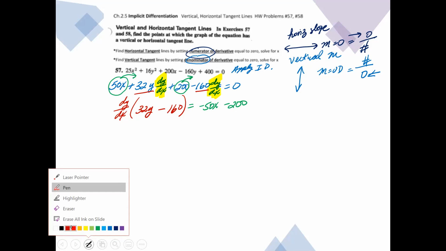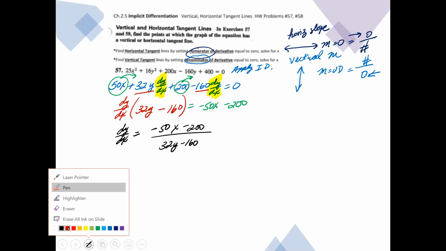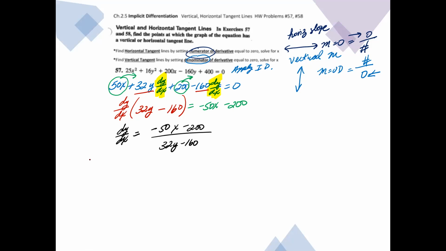And then I'm going to divide everything so I can get the dy over dx by itself. So it's equal to negative 50x minus 200 divided by 32y minus 160. So now that I've solved for the slope, this is what I have after implicit differentiation. So let's go ahead and proceed with finding the vertical slope or vertical tangent line.